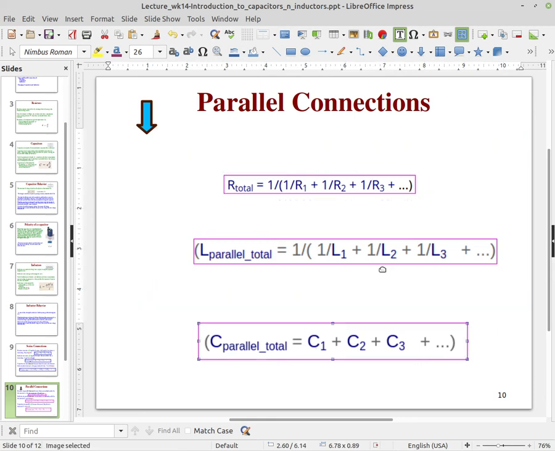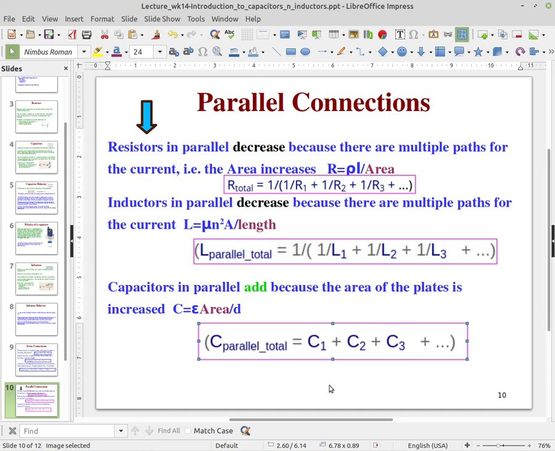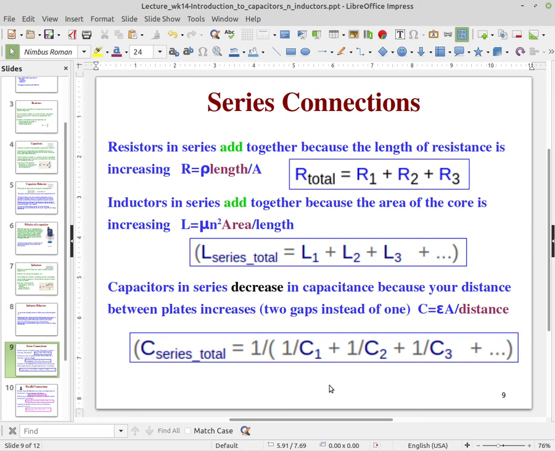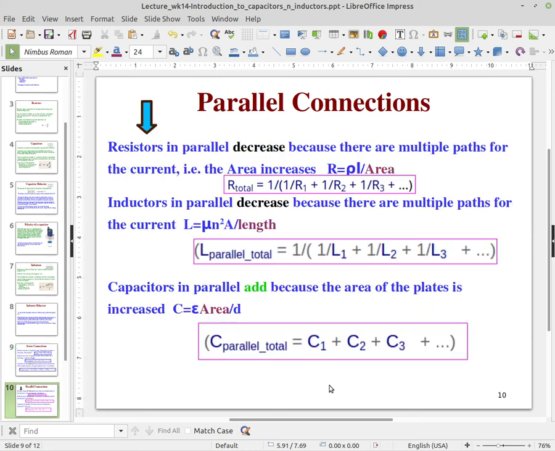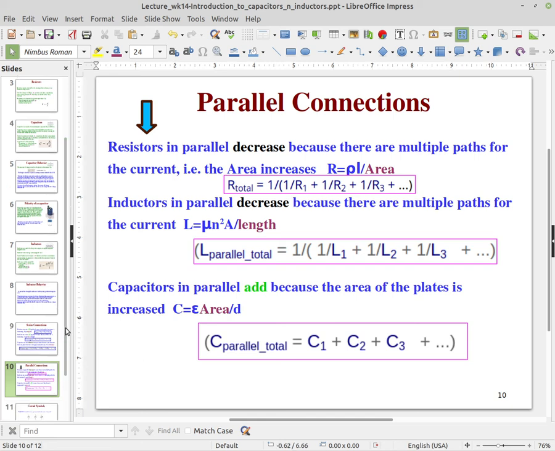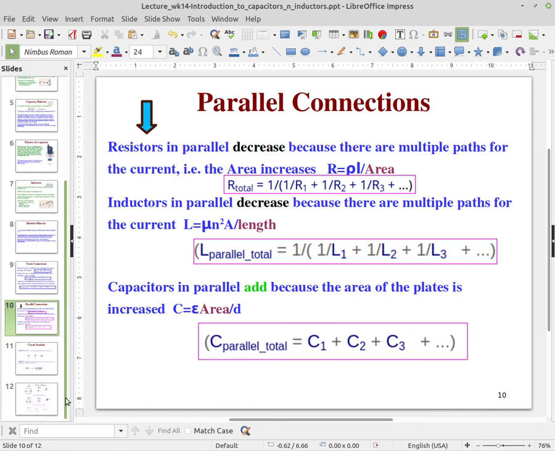Notice the form of these equations doesn't change, whether it's resistor, inductor, or capacitor. The only thing you have to remember is that inductors have the same equation as resistors for parallel, but capacitors have the opposite. So we really don't have any new equations to memorize, just to keep track of which are which.